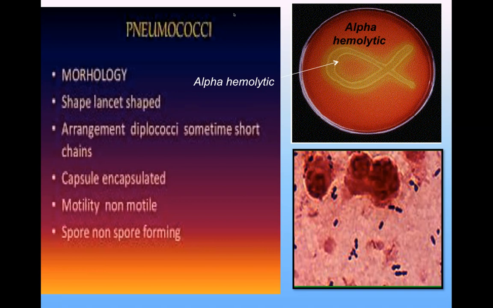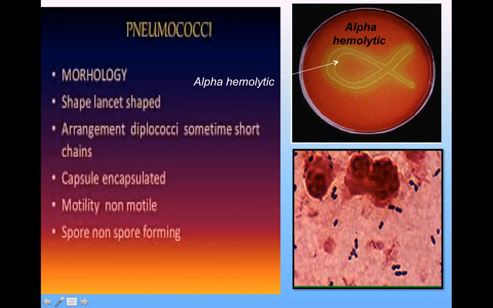I told you in my previous lecture that they are alpha hemolytic streptococci. Now, alpha hemolytic streptococci produce greenish discoloration due to incomplete hemolysis of RBCs. And if you look at the other part of the slide, you will see its shape. They are lancet shaped, pointed at one end and rounded at the other.